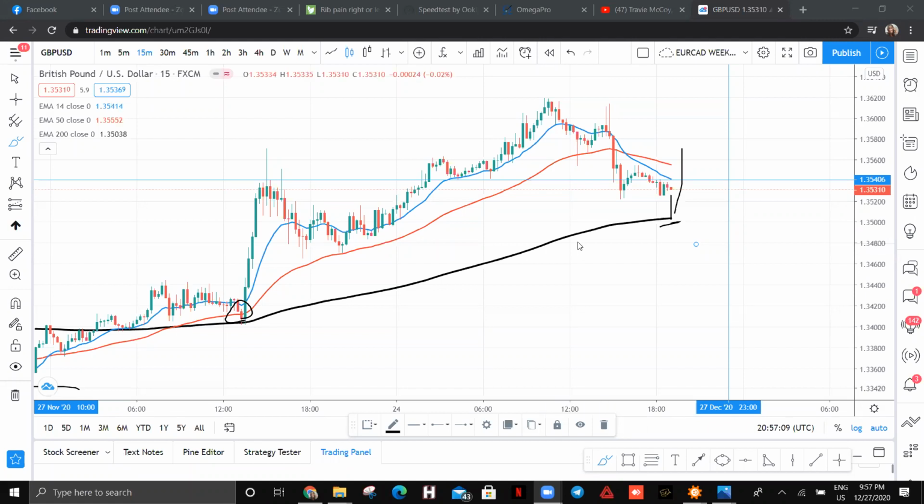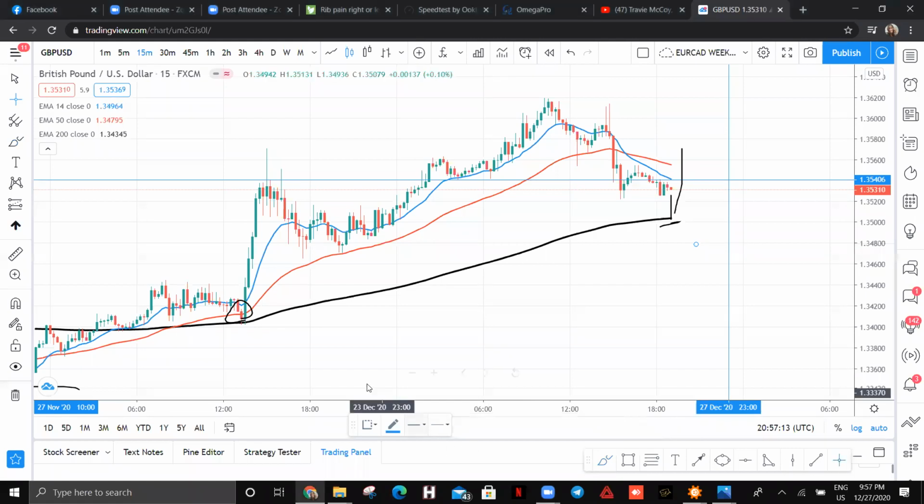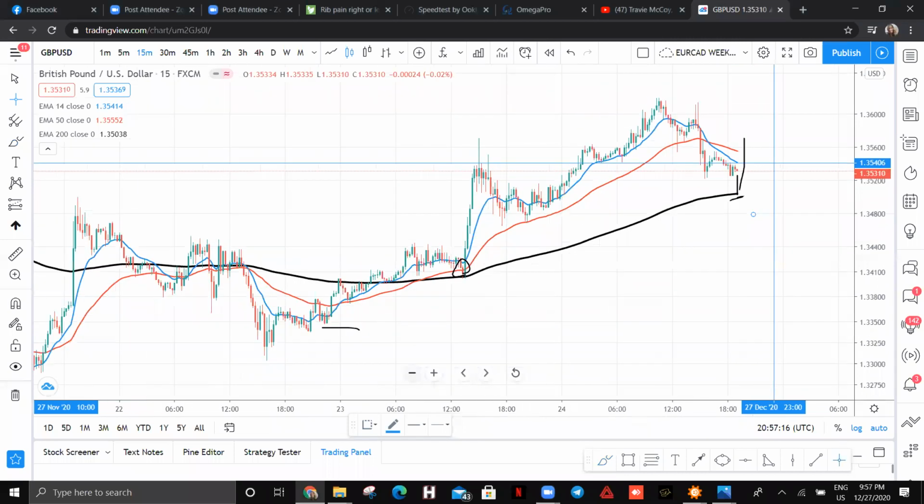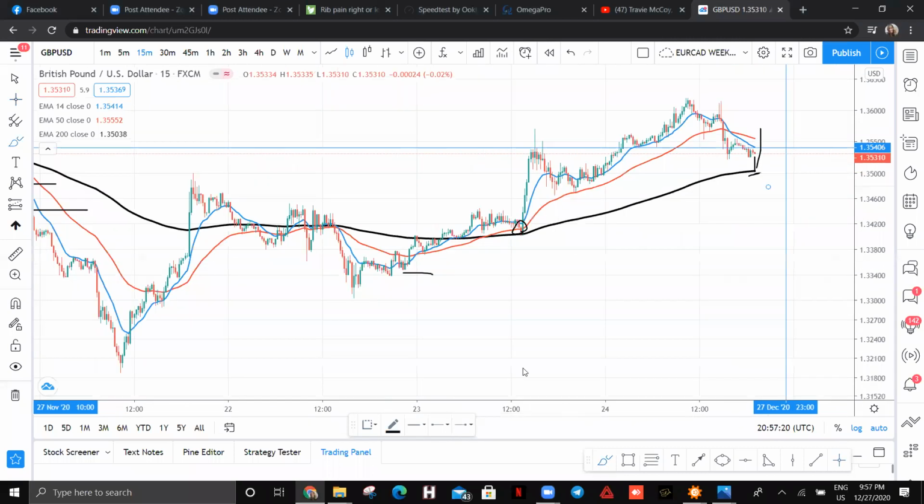Let me show you where it crossed. Look at the crossing here, Ikechukwu. We're going to do sell, this is buy. Have you seen the crossing? This is the crossing here, 14 cross 50. You know, we missed it here. That's what I'm telling you.